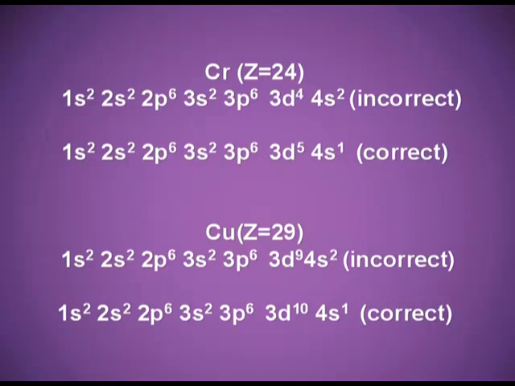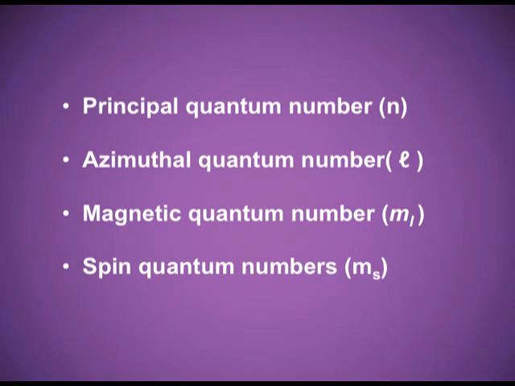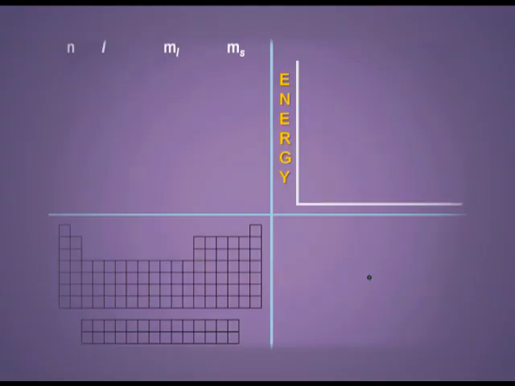Dear children, while writing the electronic configuration, we have to keep all these 4 points in our mind. Now, simultaneously I will explain the quantum numbers and the filling of electrons and how these elements are placed in the periodic table.